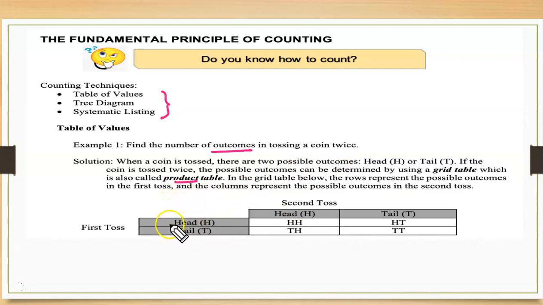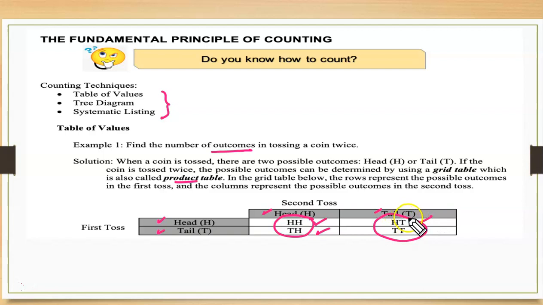In the first toss, it could be a head or a tail. In the second toss, the same, it could be a head or a tail. The intersection between the first and the second toss is the possible outcome. If the first is head and the second is head, we have a head and a head. If the first is a tail and the second is head, a tail and a head. If the first toss is head and the second toss is tail, we have a head and a tail.